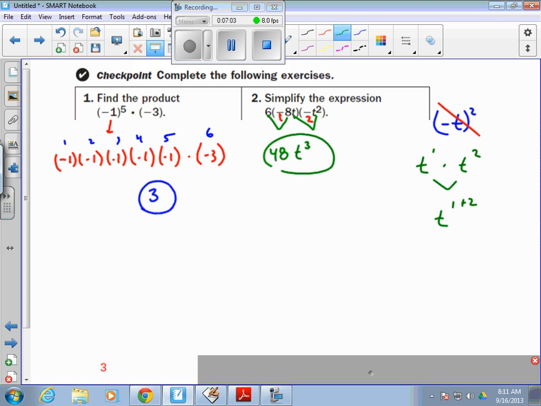So that's 2 simple things you have to do there. Just multiply 6 times 8, and then add the exponents. 1 plus 2 gives you t to the 3rd power. And again, since there were 2 negative factors, negative 8 and negative t as it's written up there, it'll be a positive value at the end.